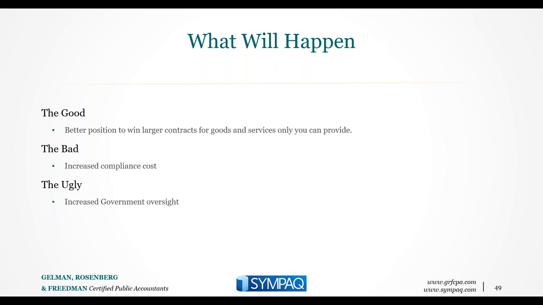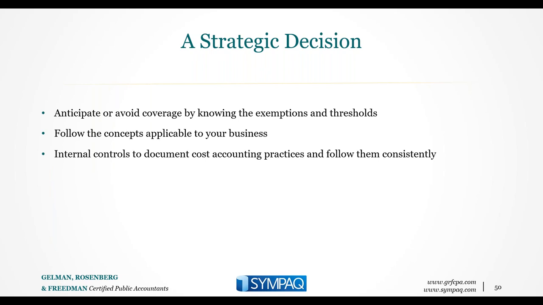Yeah, so with that, we'll move on to some questions. Actually, we have one little talking point just to finish up. Strategic decision. So circling back, CAS coverage should be a strategic decision. When you're getting into the neighborhood of acquiring a contract that could be CAS covered, you need to anticipate or avoid coverage by knowing the exemptions and thresholds. You need to follow concepts that are applicable to your business.